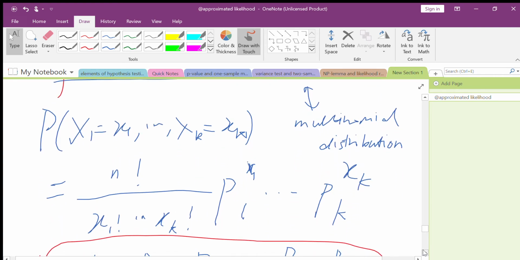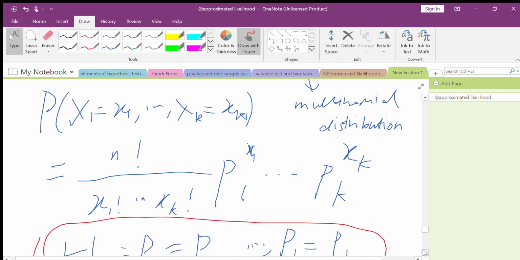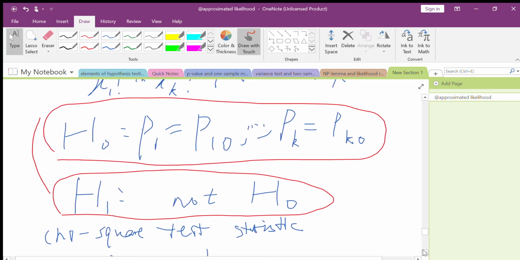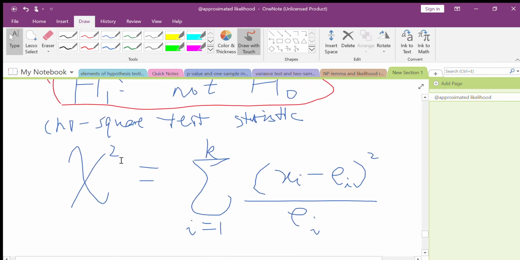Its PDF has similar form to binomial, but we have generalized the binomial case to the multinomial case. So then, to introduce the chi-square test in categorical data analysis, we have to explicitly write down the hypothesis we are interested in. The null hypothesis is P1 equals P10, some pre-specified value, ..., Pk equals Pk0, some pre-specified value, and H1 is not H0.